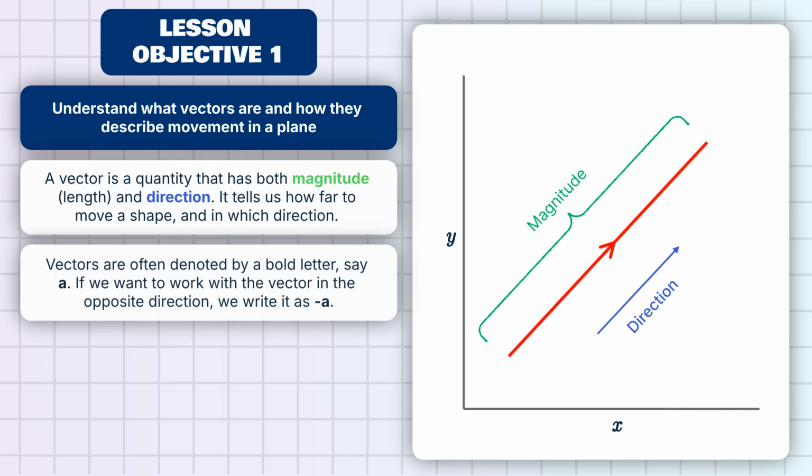Vectors are often denoted by a bold letter, for example, a. If we want to work with the vector in the opposite direction, we write it as -a.